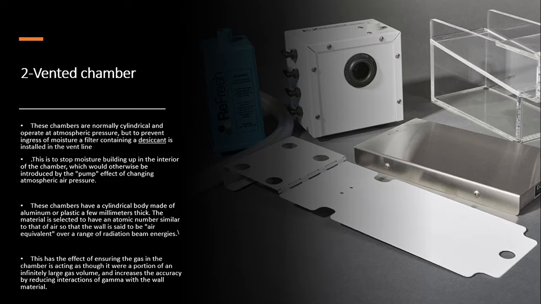These chambers have a cylindrical body made of aluminum or plastic a few millimeters thick. The material is selected to have an atomic number similar to that of air, so that the wall is said to be air equivalent over a range of radiation beam energies. This has the effect of ensuring the gas in the chamber is acting as though it were a portion of an infinitely large gas volume, and increases the accuracy by reducing interactions of gamma with the wall material.